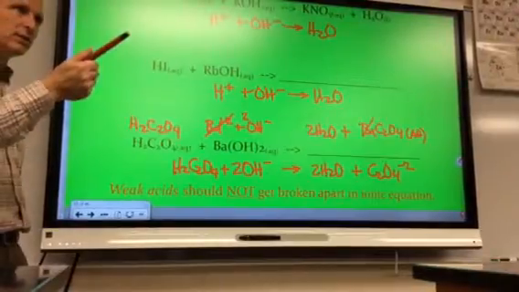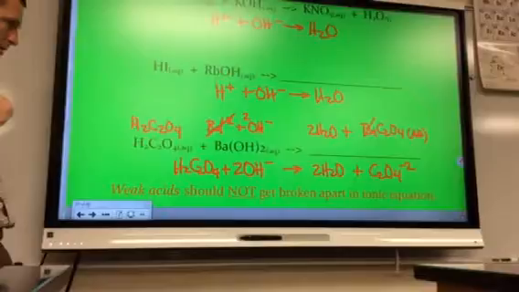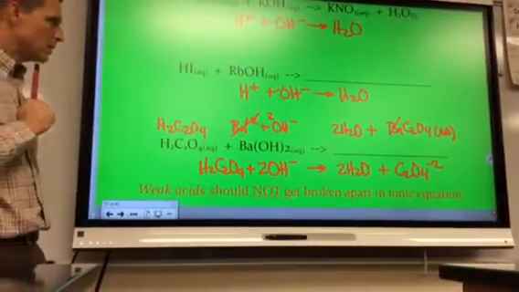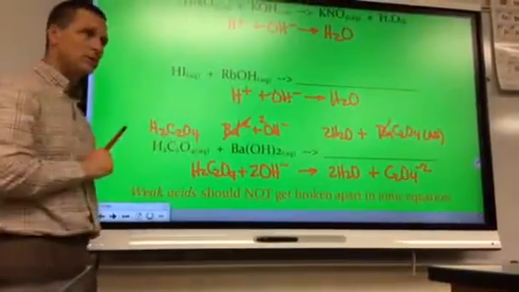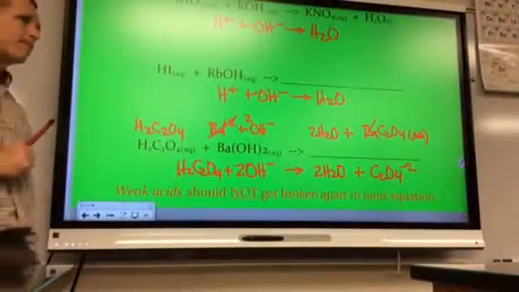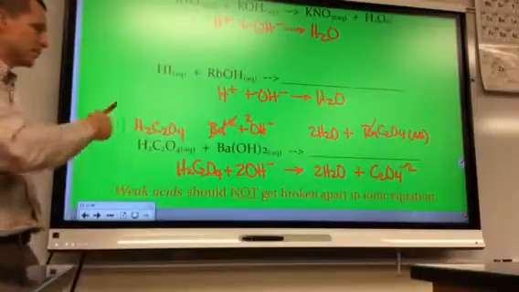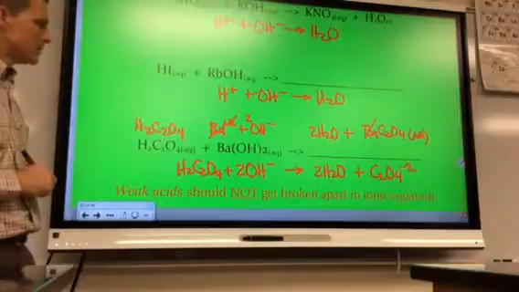You got a question? Yeah. So if you write the complete ionic equation, it would be H2C2O4 plus Ba2 plus OH. Yes. Still, that would be together. If it's a weak acid or a weak base, in the beginning it's together, and at the end, if it was a reaction, it'll be rearranged. Okay. Yep.